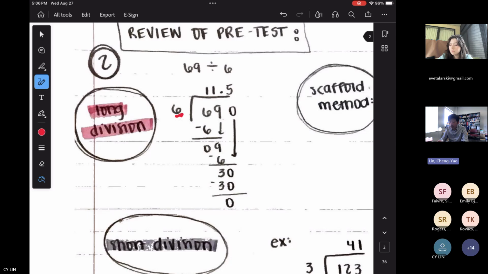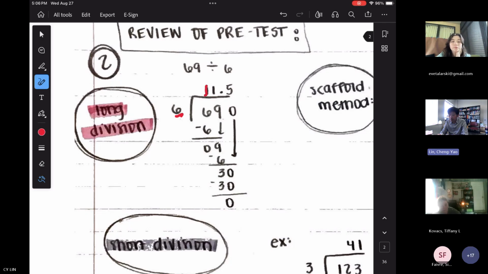You take a 6 times 1, you got a 6. And then you take a 6 minus 6, you got a 0. Then you're gonna bring down the 9 over here, and for instructional purposes, I think you're gonna have a student put on the arrow sign like this. So you have a 9. The next one, you get 6 times 1, you got a 6. So 9 minus 6, you got a 3.